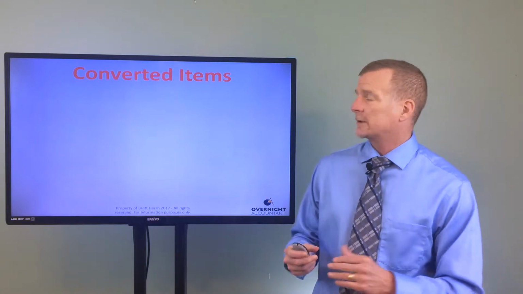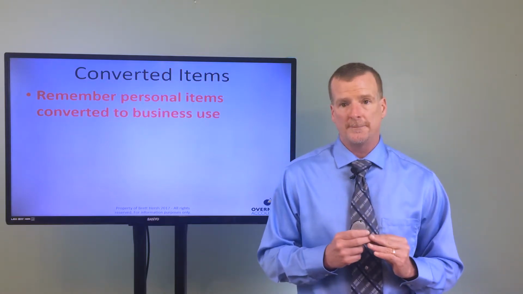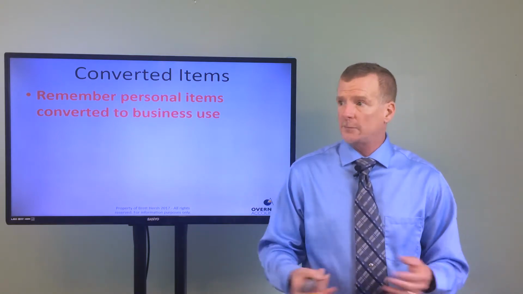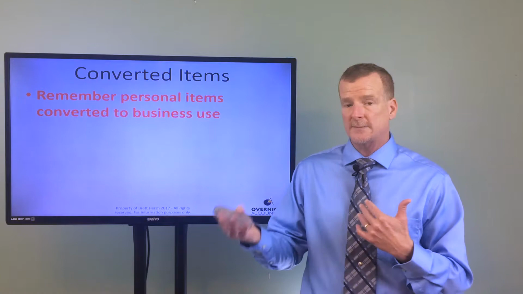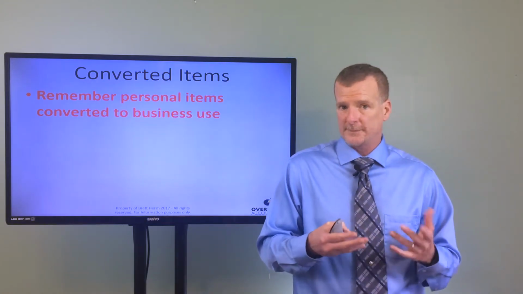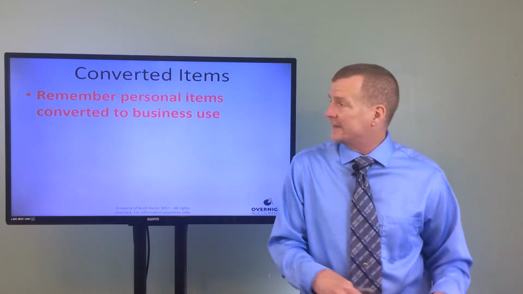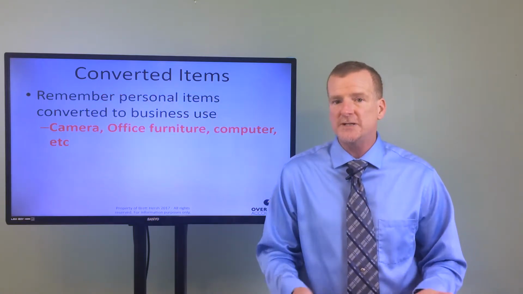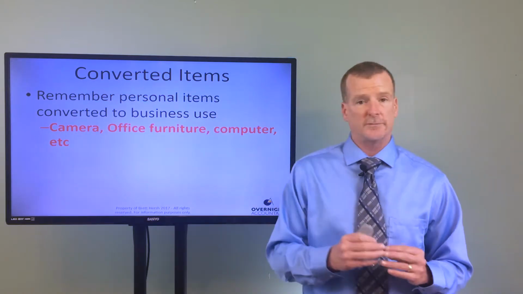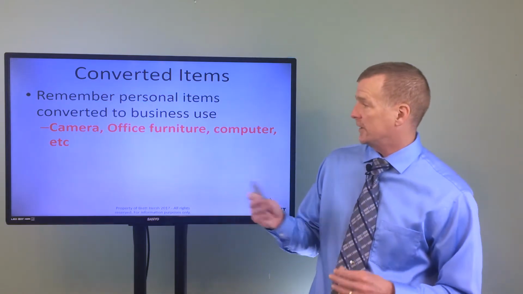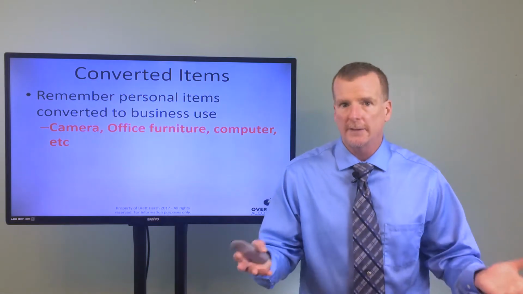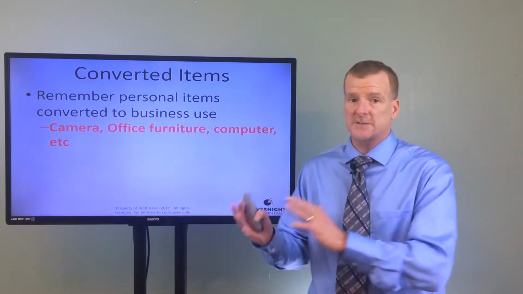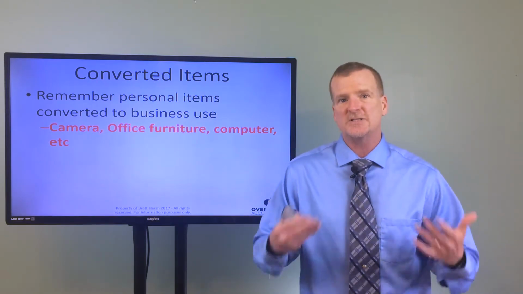Okay, let's discuss a little bit about converted items, which I just mentioned a moment ago. Remember, and this is often something a lot of folks forget when they go into business, or even when they're already in business and they start using some personal items that they've used for personal use for so long, that if they convert those items to business use, they can write those items off, or at least they can depreciate them. Let's say you have a camera you use for personal, now it's in the business. Office furniture, computer, your drone, whatever you might use, but you're converting it to business use. Remember those items because a lot of folks forget, and a deduction's a deduction.